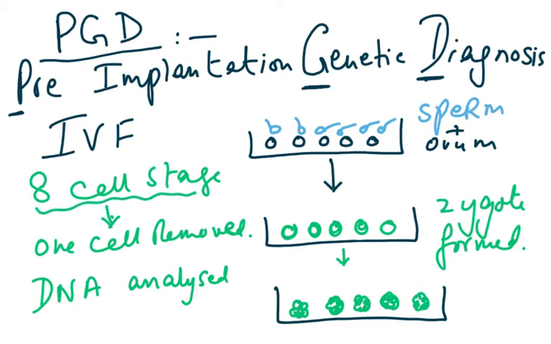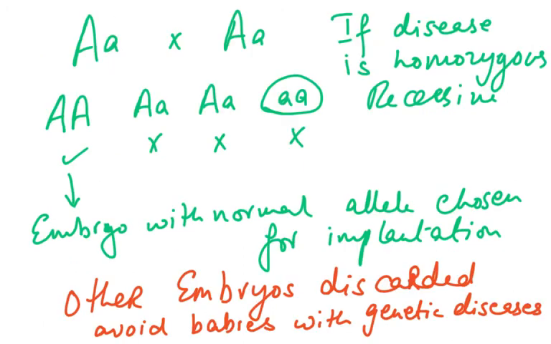When it reaches the 8-cell stage, we remove one of the cells and we analyze the DNA. Now, when we analyze the DNA, we find out whether it has the correct allele or not. Now, if you look at this example which I am giving you, say the disease is caused by a homozygous recessive. So this person is the diseased person.